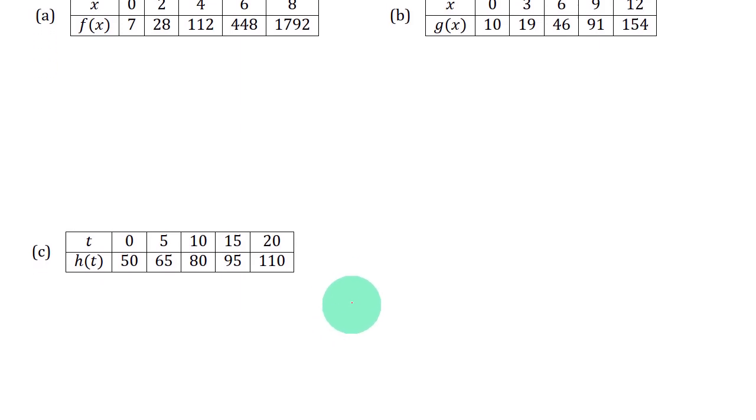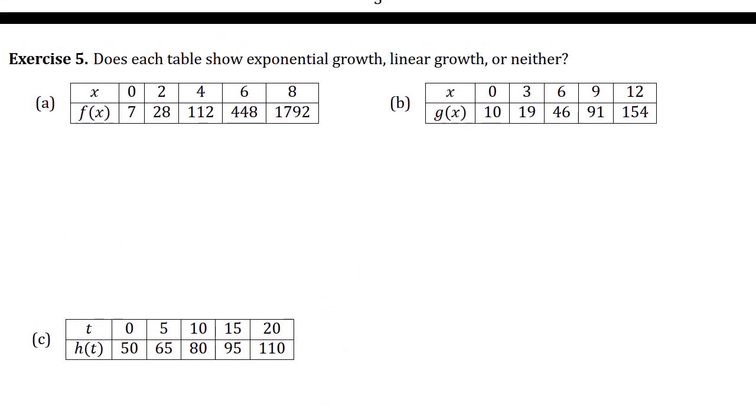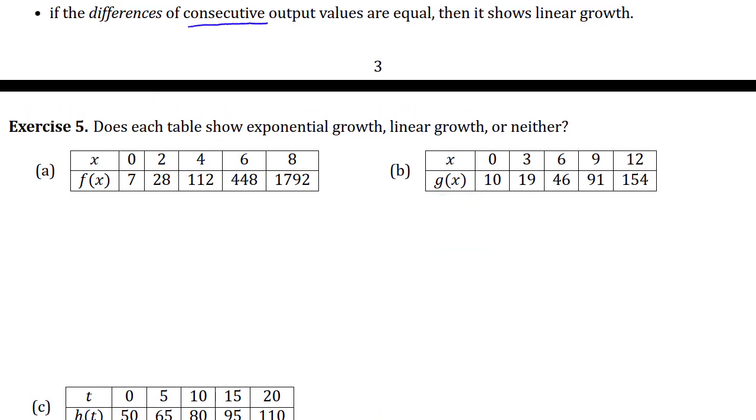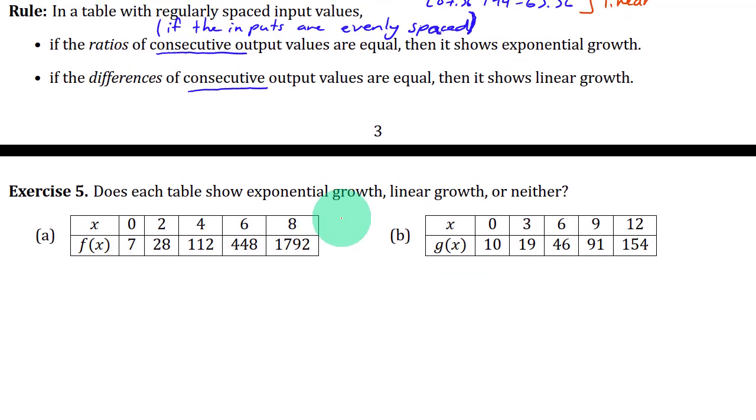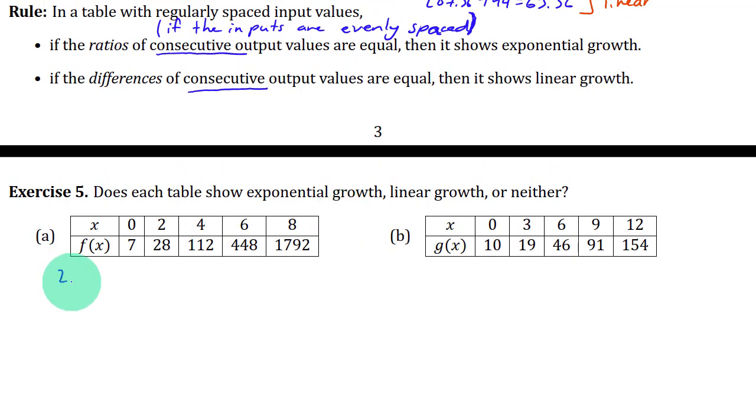Okay, so now that you've tried exercise 5, let's check. This one, let's get the differences. Let's check if it's linear first. So if you do 28 minus 7, that is 21. If you do 112 minus 28, that is 84. Anyways, it's not equal to 21. So if the differences are not the same when the x differences are the same, then it's not linear.